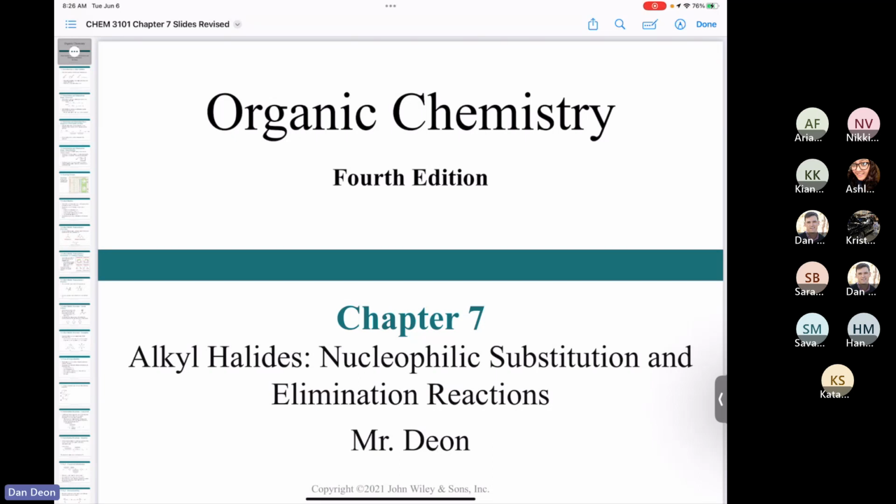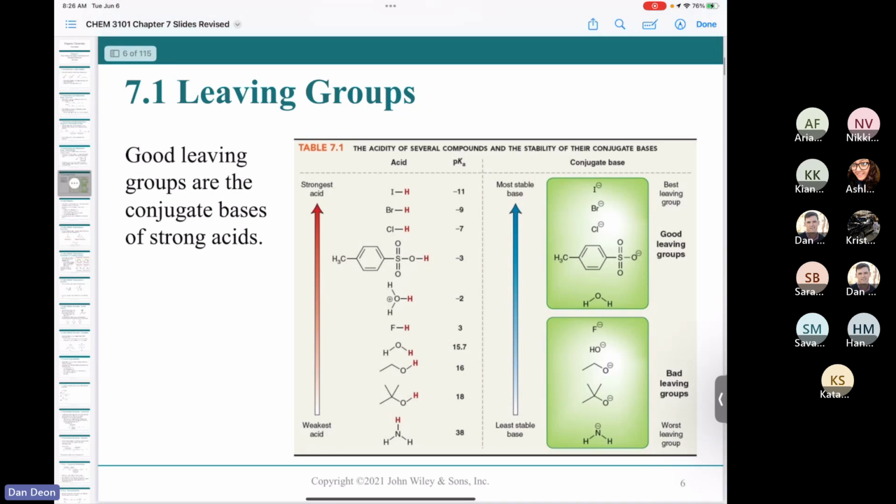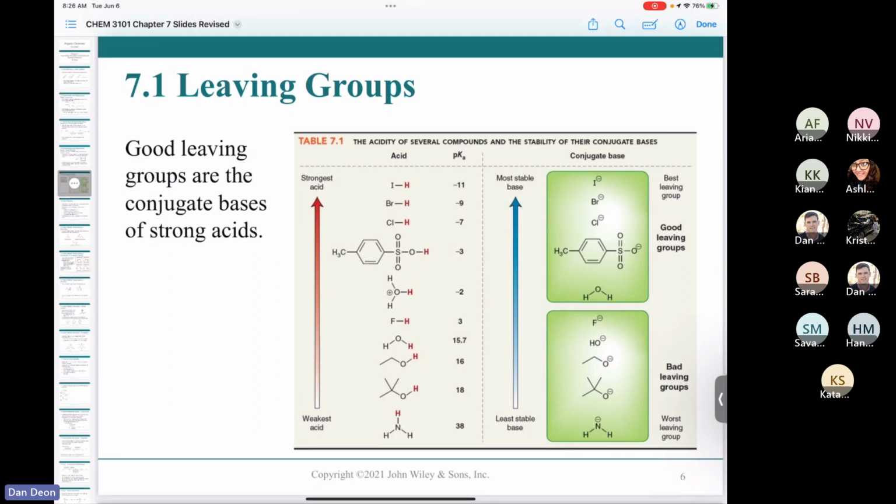But since I have your attention at the very beginning, I want to show you a couple of tables that are going to be really pertinent to us who are learning the material and studying it. The first table is table 7.1, which goes over leaving groups. I'm going to lecture on this in a few minutes. But I went over what a good leaving group was with you a couple lectures ago. I said it's the conjugate base of a strong acid.